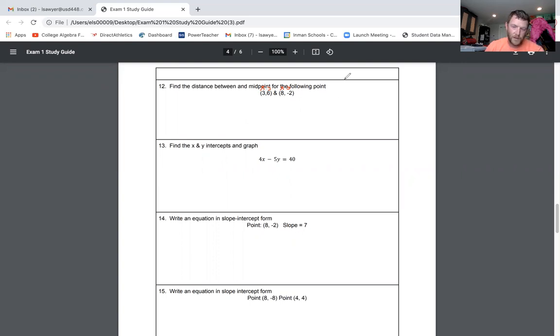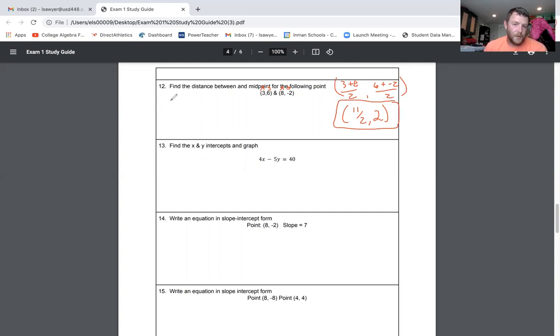3 plus 8 is 11. Write that out. Divided by 2. And then 6 plus -2 divided by 2. So your midpoint is going to be 11 halves and 4 halves. 6 minus 2 is 4, which is 2. That's your midpoint.